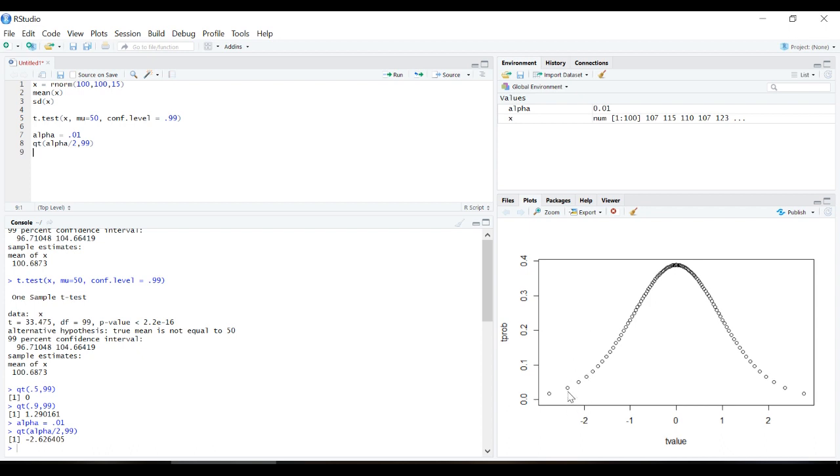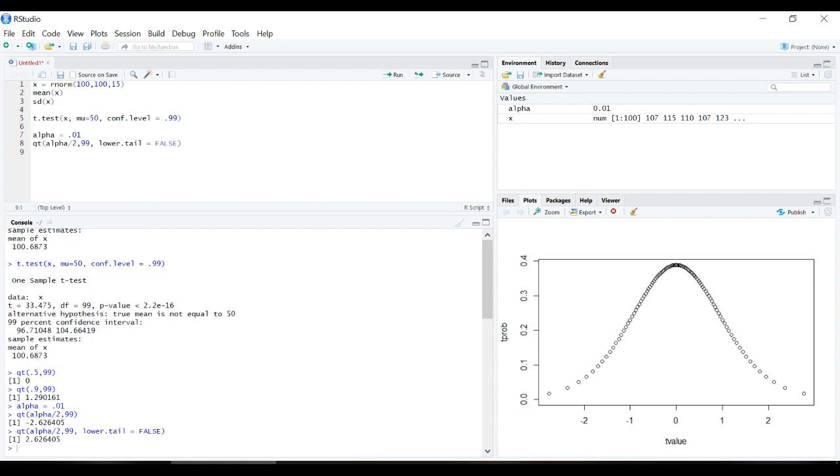Now, if we're going to use this to create a confidence interval, we'd ideally like the upper tail, so we don't have to deal with those negative numbers. So in this case, we need to specify that the lower tail is false. This will get us that upper tail, so that when we run it, voila, now we have a positive number.